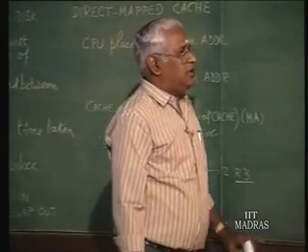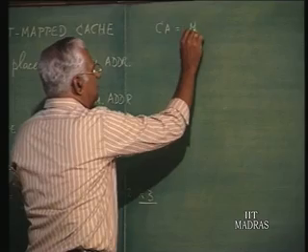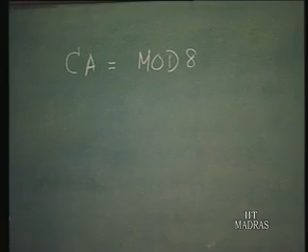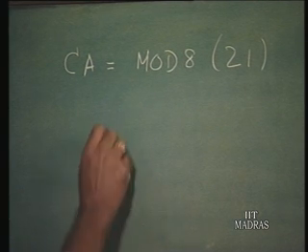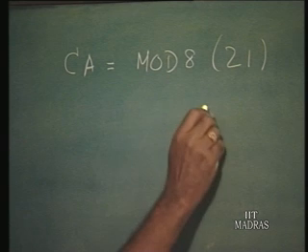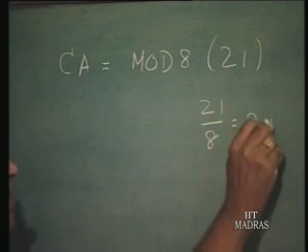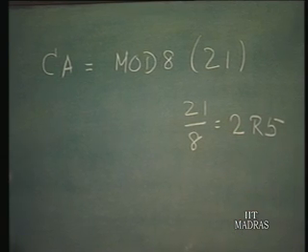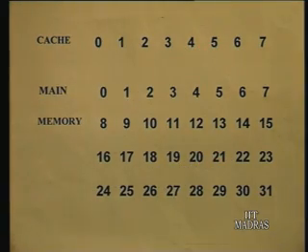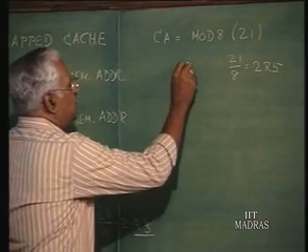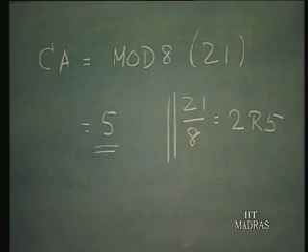So, let us take some example. What is the cache address for the main address, in this case mod 8, let us say the main address is 21? So, as per the previous one we would get 21 by 8, which gives 2 and the remainder is 5, right. Just take a look at the chart. For 21 you would get 5. So, that is what it means. This particular one is derived like this. So, this is the cache address, agreed.